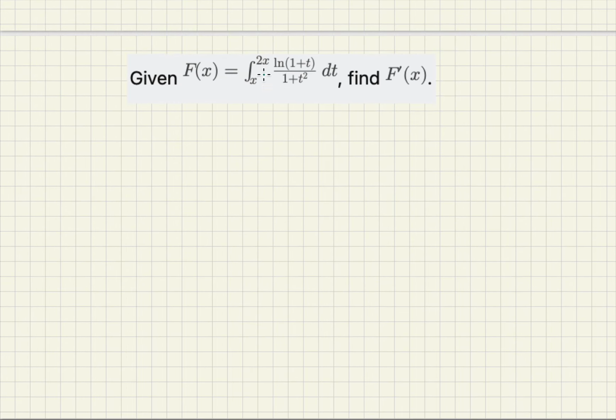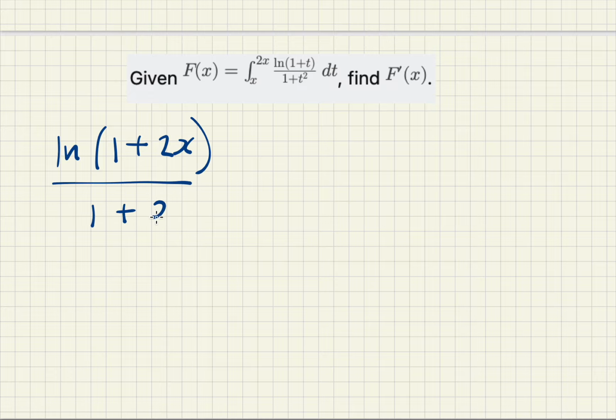Again, in this question, we have 2x in the upper bound and x for the lower bound. So we know that we need to use the Leibniz rule, which is basically replacing and doing what we'd normally do for the first part. So we'd get the natural log of 1 plus 2x over 1 plus 2x squared, times the derivative of 2x, which is 2.